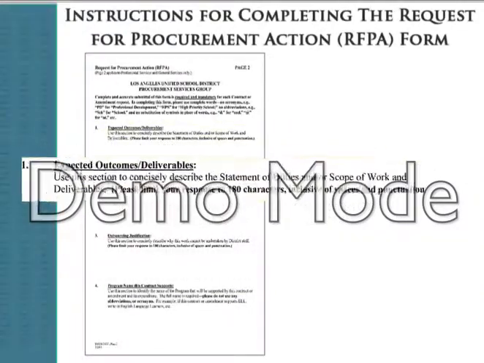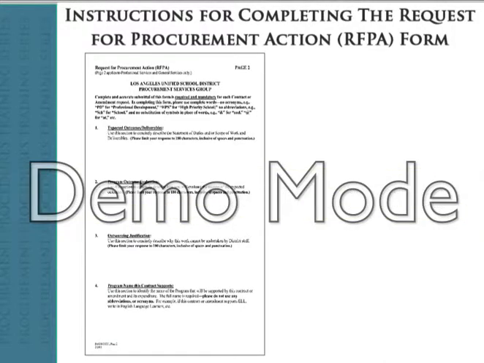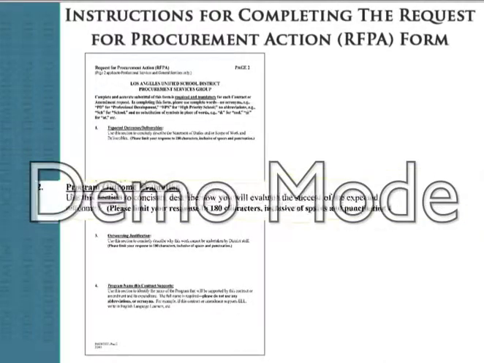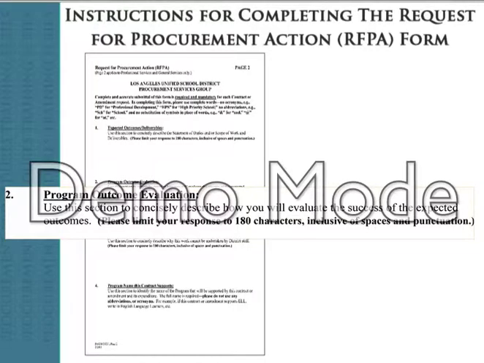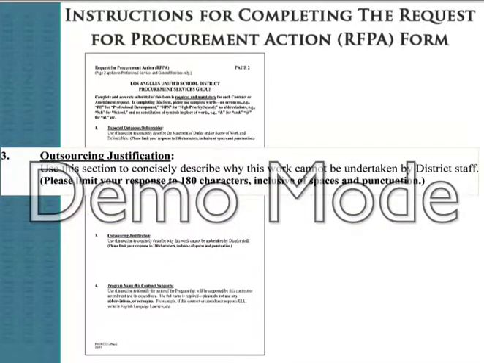Section 1, Expected Outcomes, Deliverables. Use this section to concisely describe the statement of duties and/or scope of work and deliverables. Section 2, Program Outcome Evaluation. Use this section to concisely describe how you will evaluate the success of the expected outcomes. Section 3, Outsourcing Justification. Use this section to concisely describe why this work cannot be undertaken by district staff.